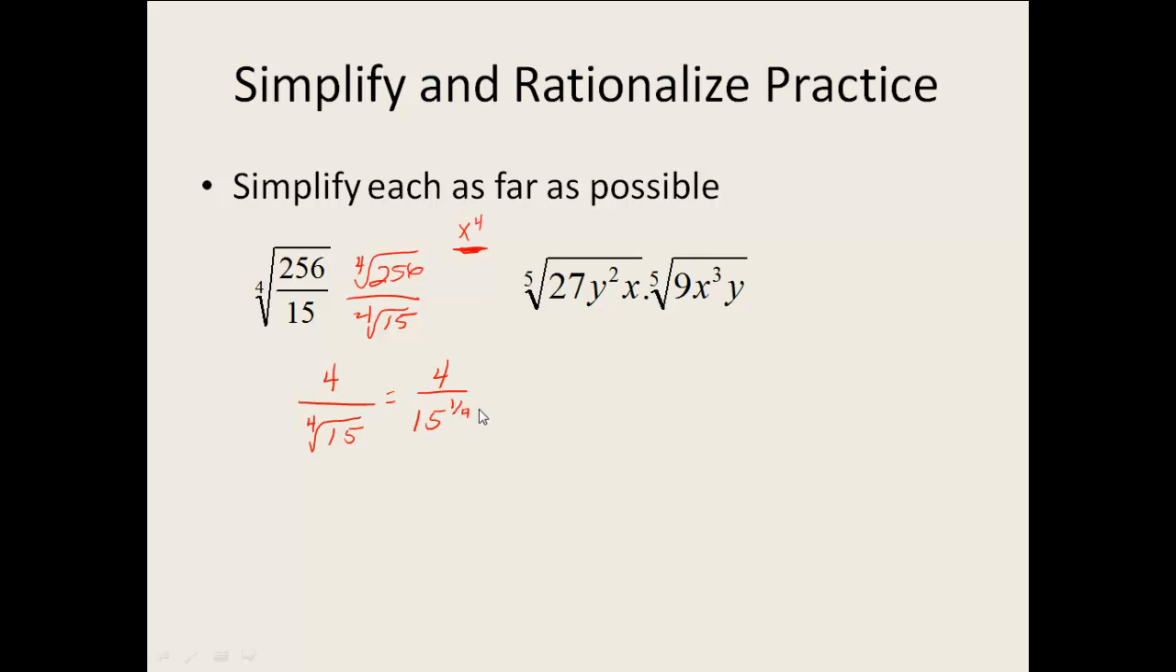Now I have to ask myself, what can I multiply by in order to get my exponent to be a 1? And when you multiply, you add exponents. So I need to think about 1/4 plus what will give me an exponent of 1. And that would be a 3/4. So what I'll be left with on the top is 4 times 15 to the 3/4 power over 15 to the first, which is just a 15.